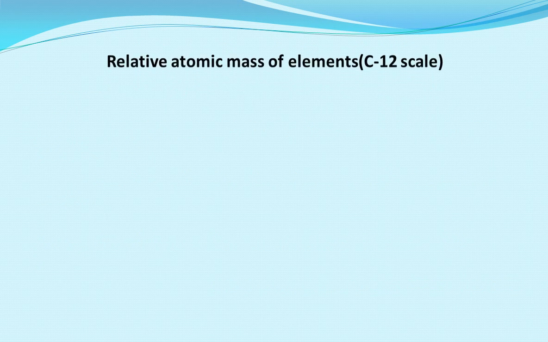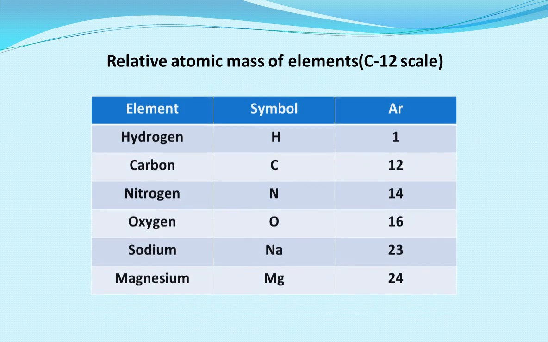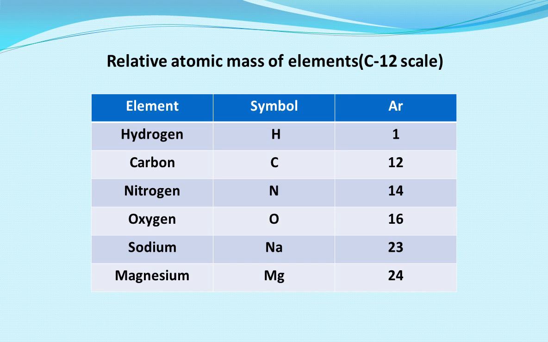Some examples are given for the relative atomic mass of elements on the carbon-12 scale. Element symbol and relative atomic mass. Hydrogen, symbol H, relative atomic mass is 1. Like that, carbon, nitrogen, oxygen, sodium, magnesium are given along with their relative atomic mass on the carbon-12 scale.